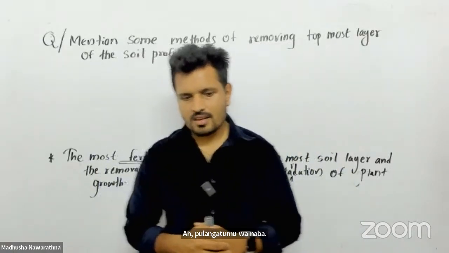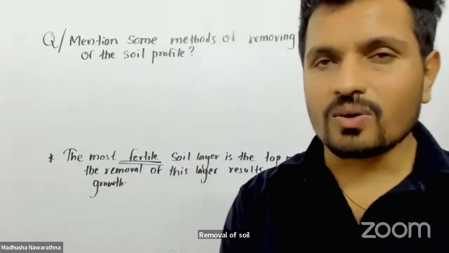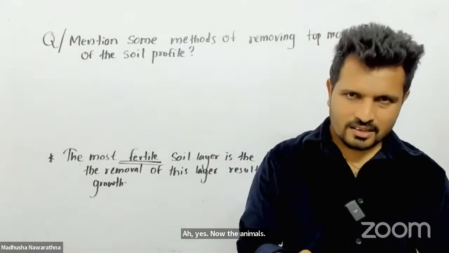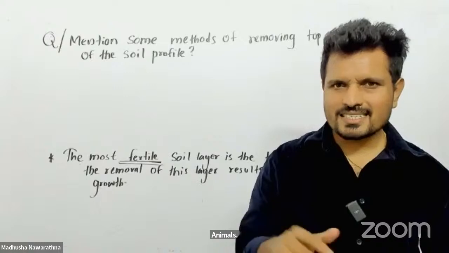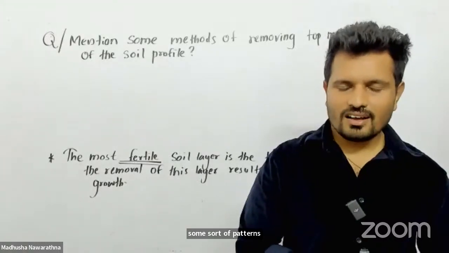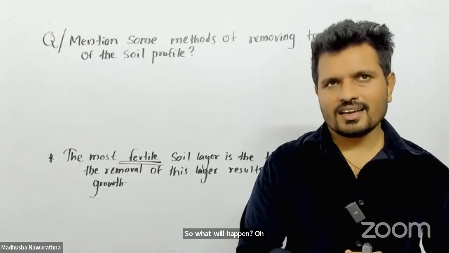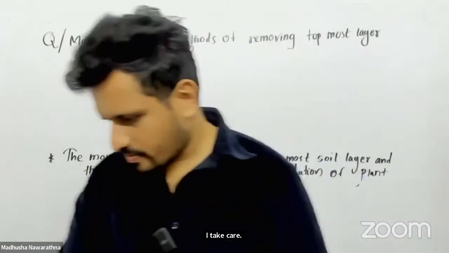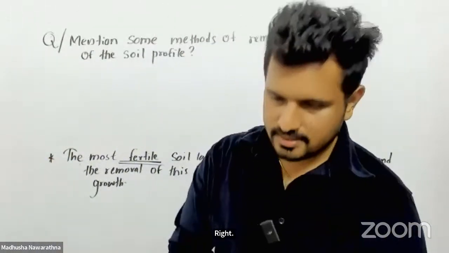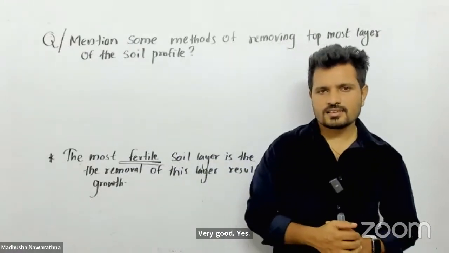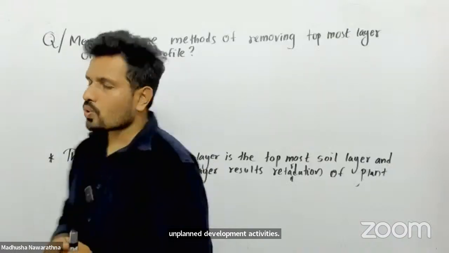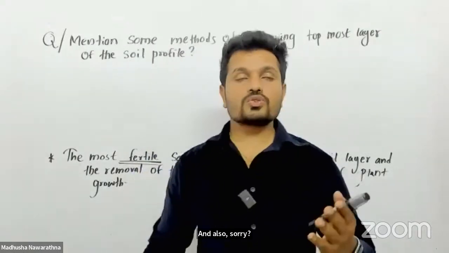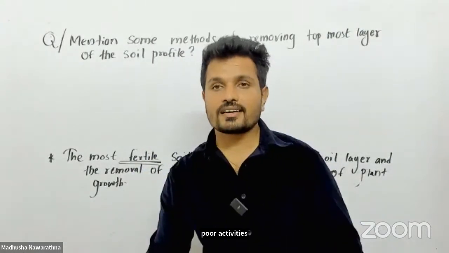Removal of soil by legs, hooves, and horns of animals. Yes, animals have some sort of patterns on their legs, so what will happen? The soil goes inside and is carried along to wherever the animal goes. Right, during agriculture and development activities. Very good. Unplanned development activities with vehicles, poor activities, and also the agricultural activities.